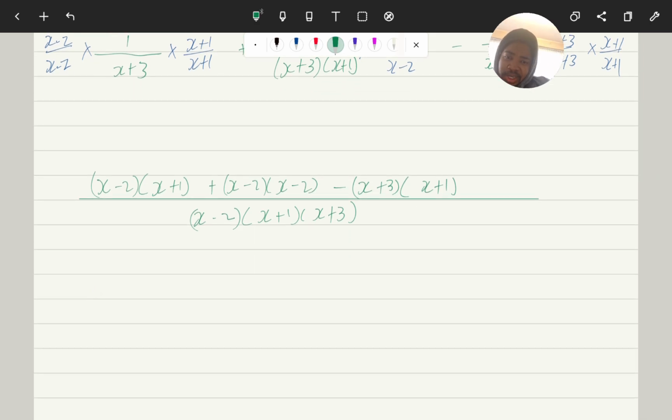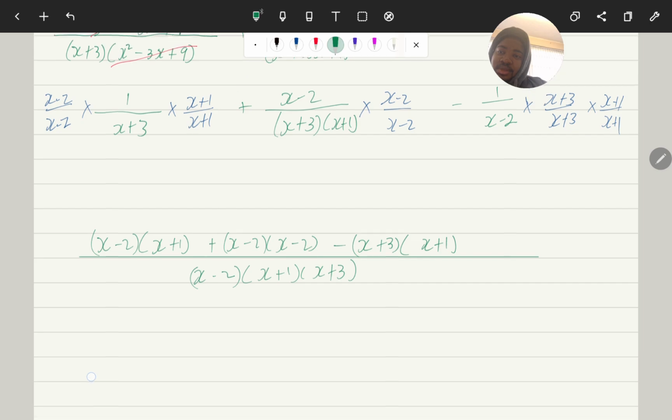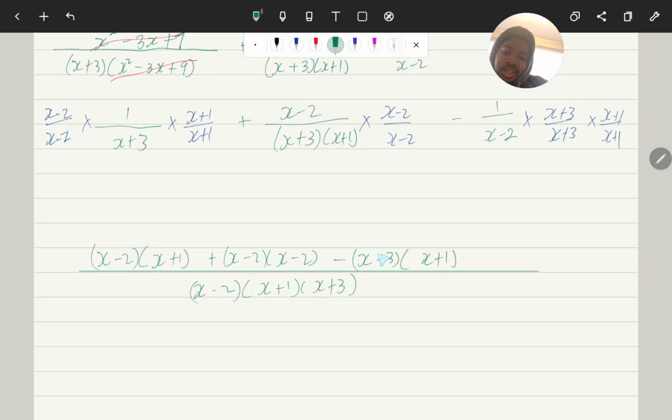So we're just going to leave it like this because we don't have any common factors, right? x minus 2 appears here as in here. It's not here. x plus 1 appears here and here. It's not here, right? x plus 3 appears where? Just here. Do you know what I mean?